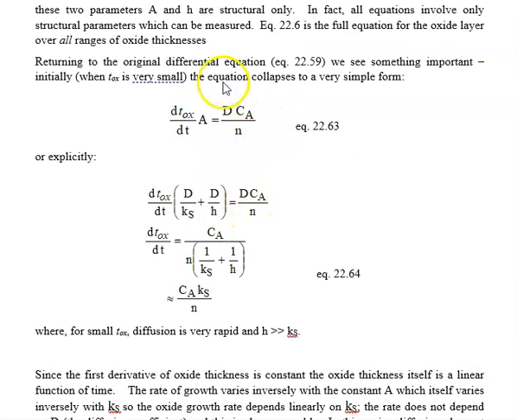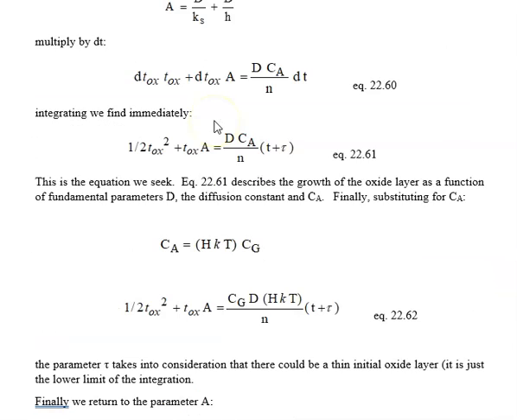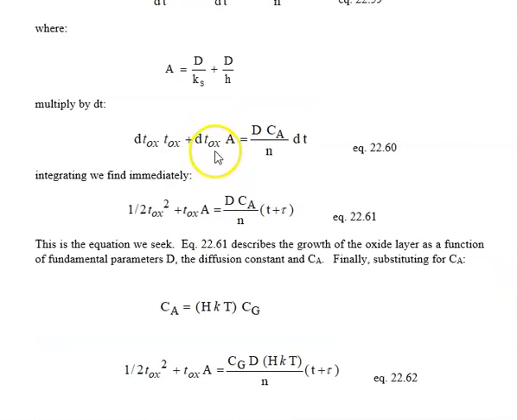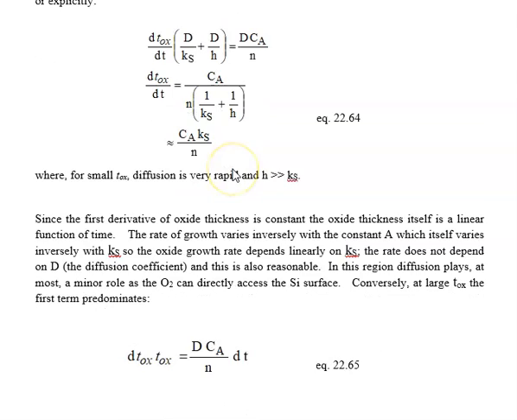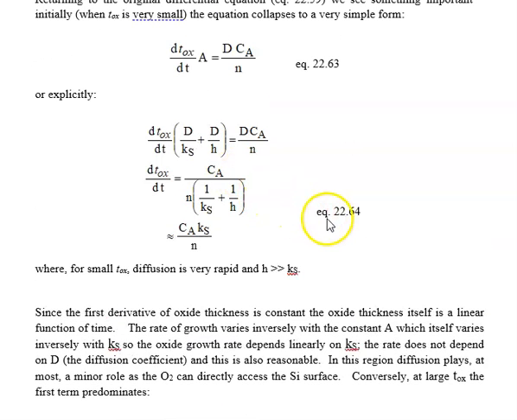Okay, it's right here. So we can have only the second term right here, and I can eliminate the first term for very small Tox. And that is equation 2263. Here it is right here. And I substitute for A. Note that H in this case is much greater than K sub S.